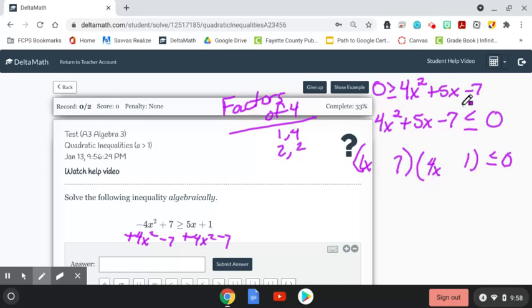7 times a 1 will be 7, 28. No, that's not going to work. So let's switch the 4x and the 1x. Let's make this 4x and this x. So then I'd have a 7x and a 4x. Nope, that's not going to work either. Okay, let's try the 2 and the 2.